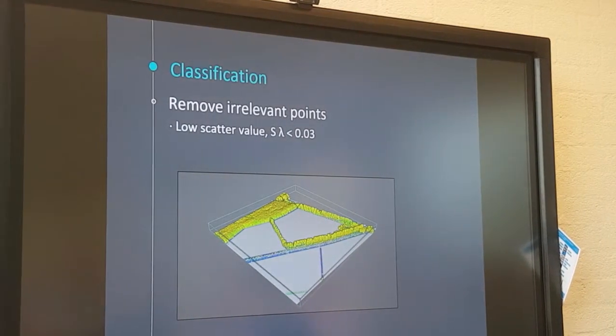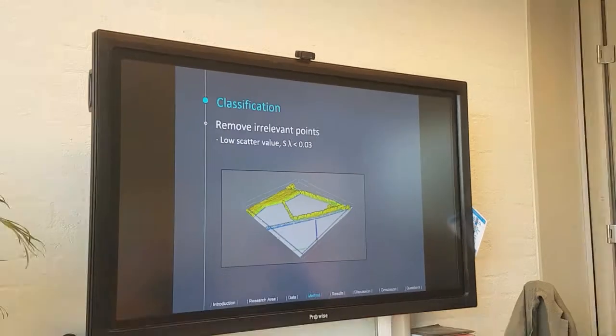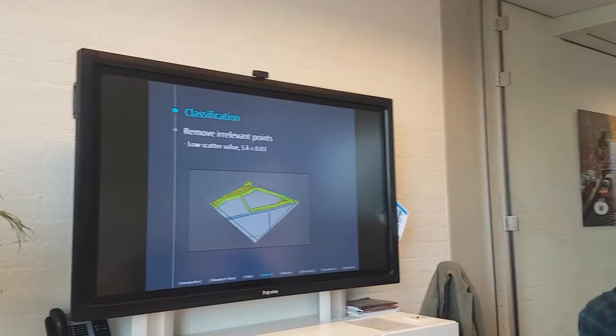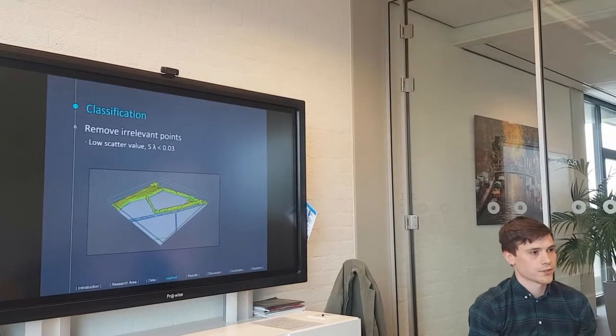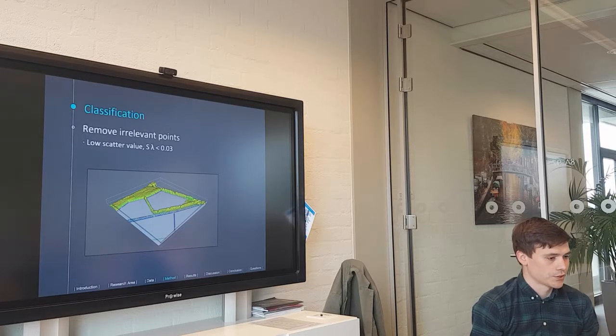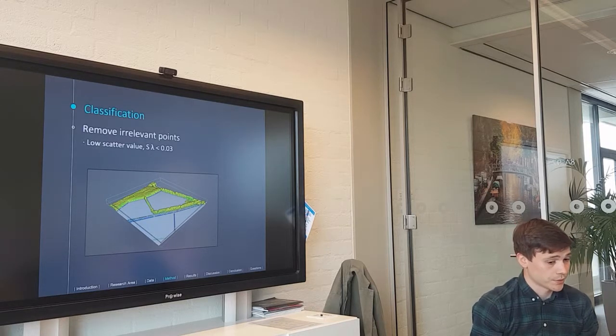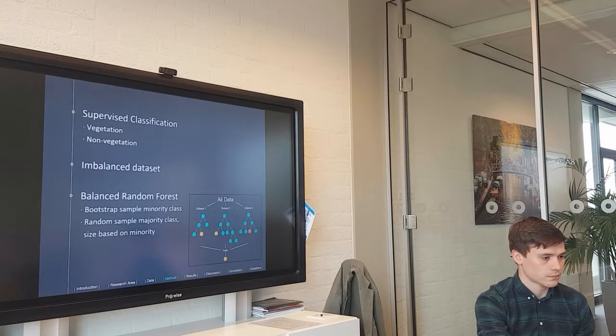So then we do the classification, and first we can already throw away a very large portion of the point cloud, because vegetation always results in a very scattered neighborhood. So without using any machine learning, just based on the scattered information, we can already throw out a lot of points, which will decrease the computation time further on in the workflow.